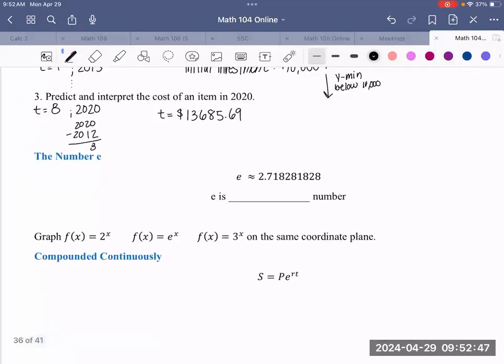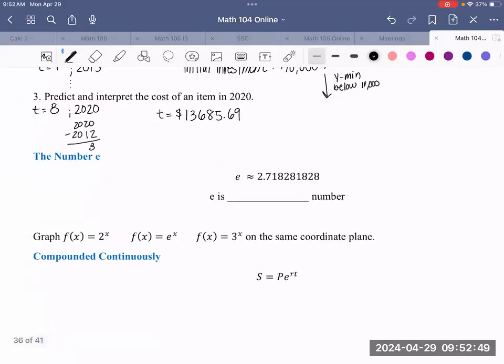Okay, number E. So E is actually a number, very much like pi, right? Where it just continues without bound. It should be 3 dots that suggest it keeps going. Now, therefore, E is an irrational number.